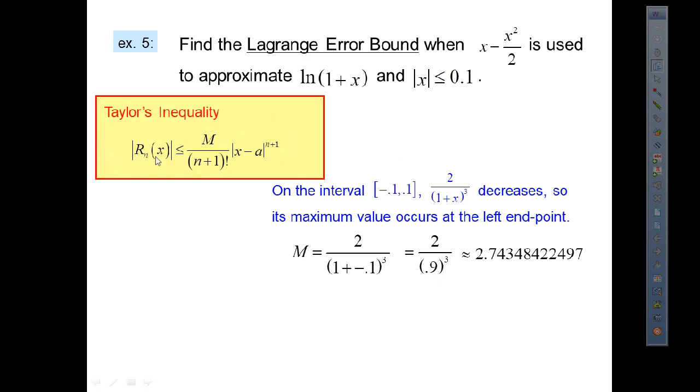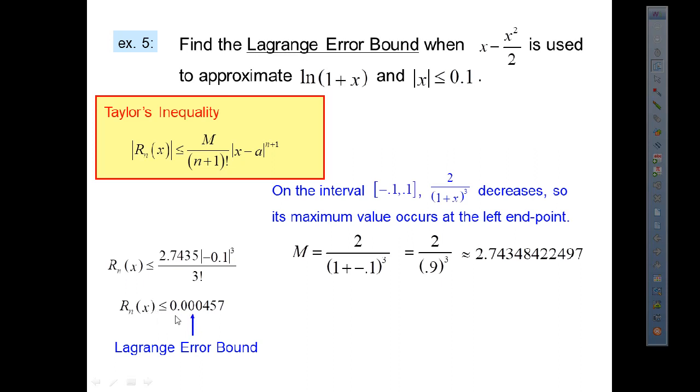All right, so then we can use Taylor's inequality, plugging our M in here, and our n is going to be 3. So we end up with the absolute value of R sub n of x being less than or equal to 2.27435 times this part right here, the absolute value of 0 minus 0.01 to the third power over 3 factorial. So when we calculate that, our error bound, according to the Lagrange error bound, is 0.000457. So in our estimate of the natural log of 1 plus x, the two-term estimate is this close.